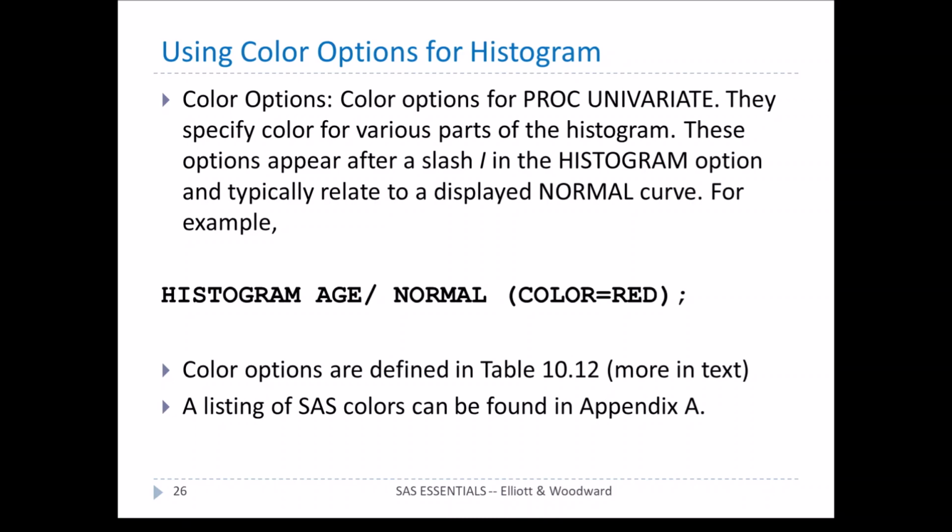Now we notice the color options. Again, these options, colors, can be found in Appendix A, but they appear here, for instance, in histogram age slash normal, and then within parentheses we can have color options and some other options as well that we saw, like width.